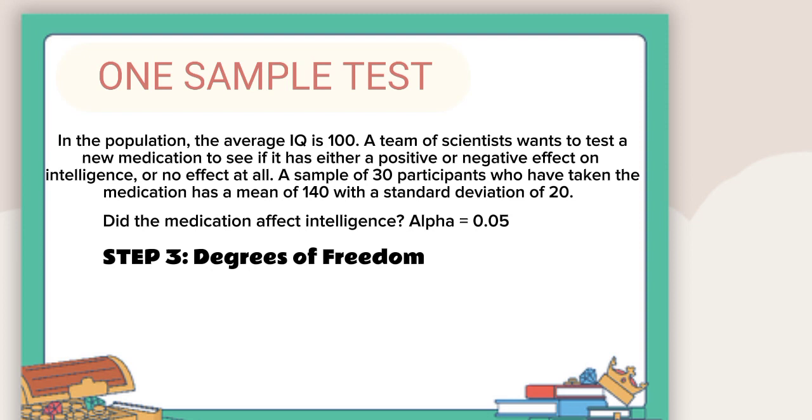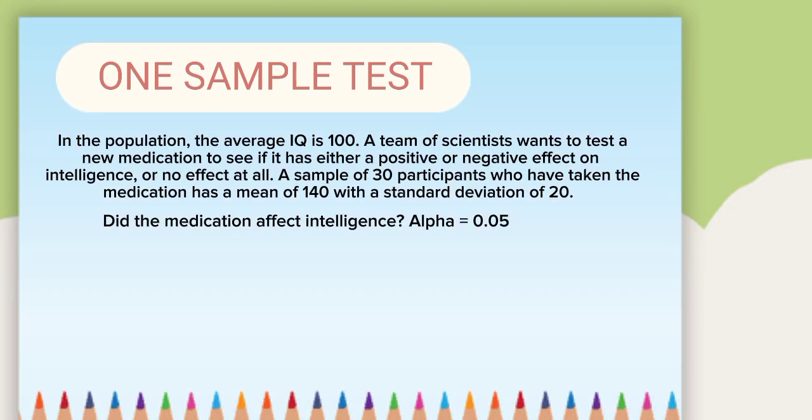Now we're going to calculate the degrees of freedom. The degrees of freedom for a t-test is just n minus 1, the same as before. We have 30 participants minus 1, which is 29. So this t-test has 29 degrees of freedom. This has an effect on what critical value we use, which is coming up in just a bit. Step 4 is to state the decision rule.